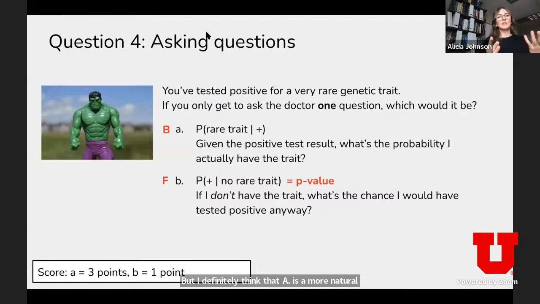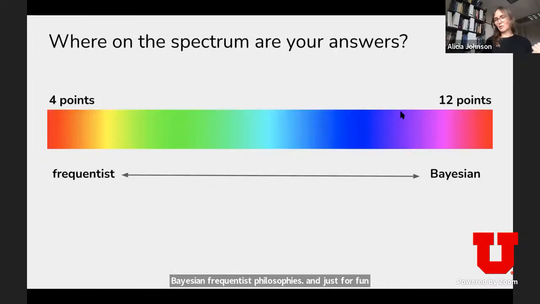All right, so those are the fundamental differences in Bayesian and frequentist philosophies. And just for fun, I'll ask that you count up your score and see on this spectrum from Bayesian to frequentist philosophy where your current thinking is. And again, there's no right or wrong. I'm not a Bayesian, I'm not a frequentist, I do both. But just thinking in terms of your instinct and gut reactions to these questions, do they align more with the Bayesian philosophy or the frequentist philosophy? So I'll just give you a minute to think about that. And if you want to share in the chat, feel free.